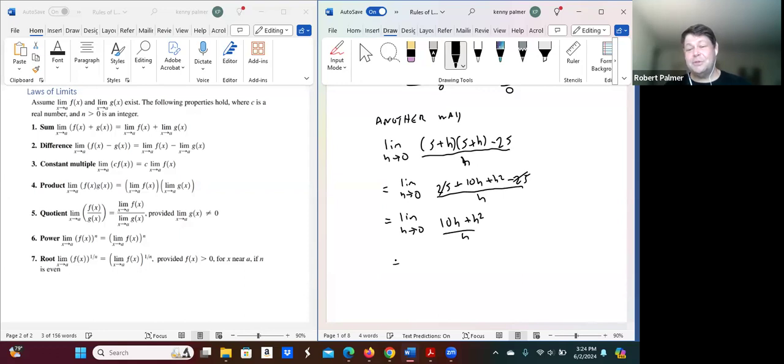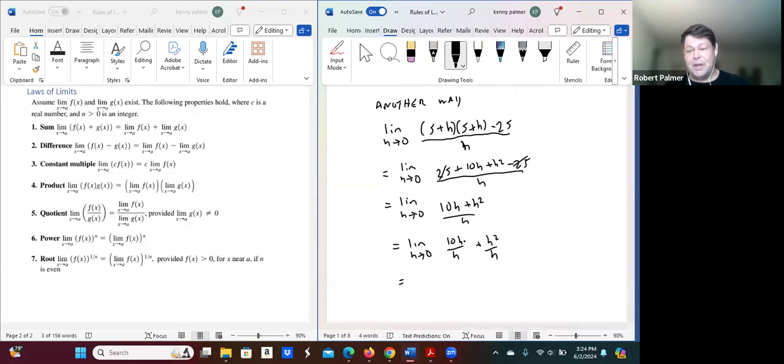Probably the easiest thing to do here is just break this up into two fractions. So the limit is 10h over h plus h squared over h. As we'll see, this gets a lot better to work with. So these h's cancel out, and here one h cancels out. And so this is going to be equal to 10 plus h. And now we'll still have the limit of that. I'm going to put parentheses around these to make sure it's clear I'm taking the limit of the whole thing.